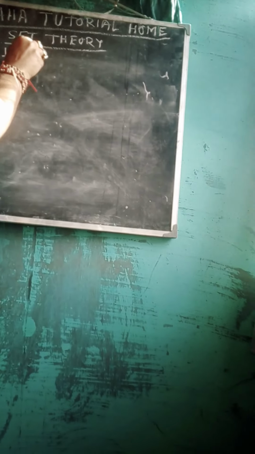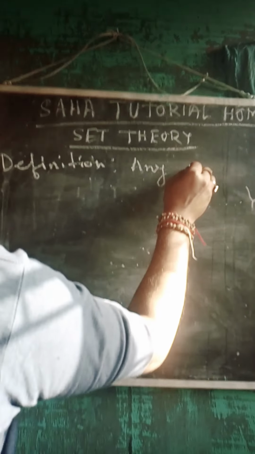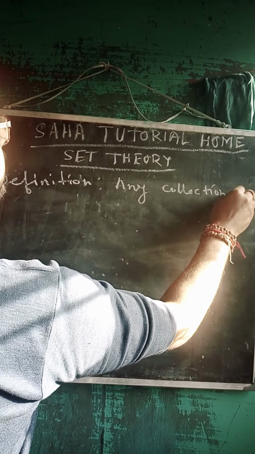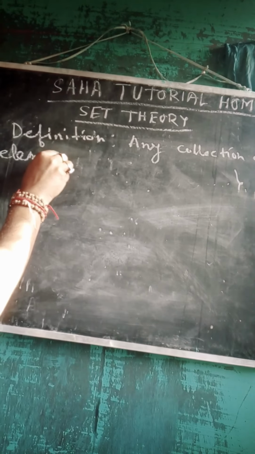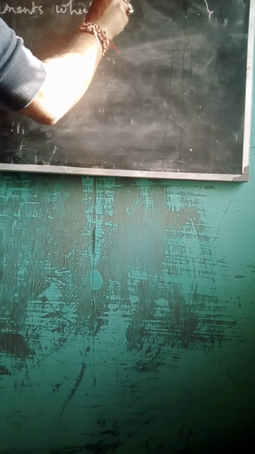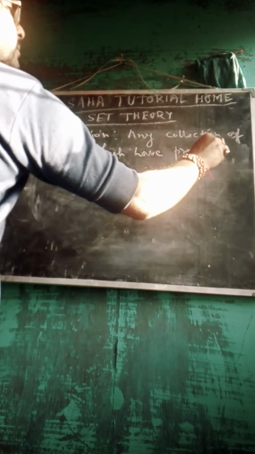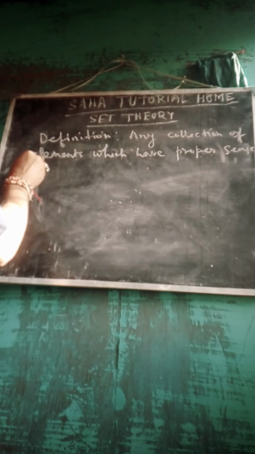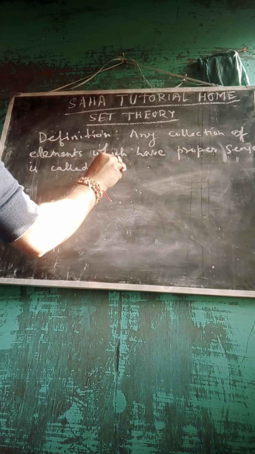Definition: a set is any collection of elements which have a proper sense. So we take some examples.